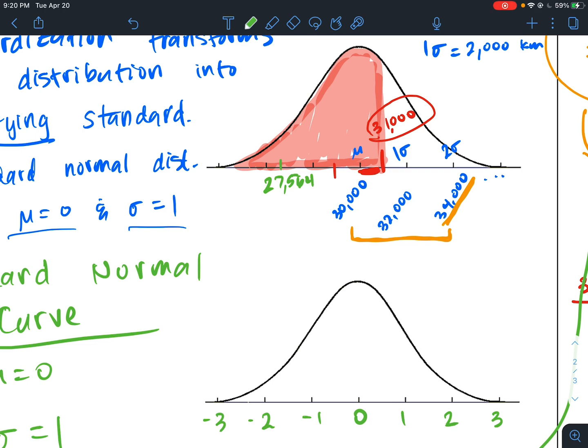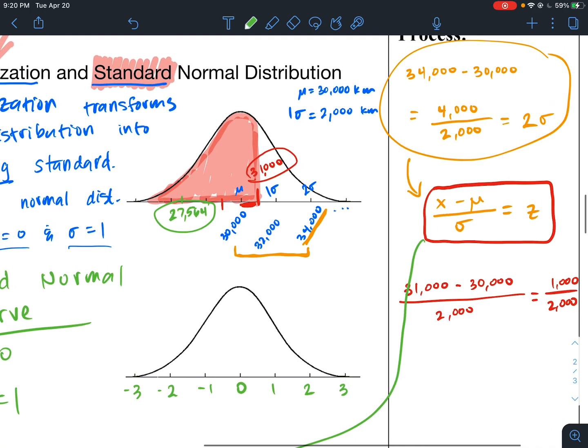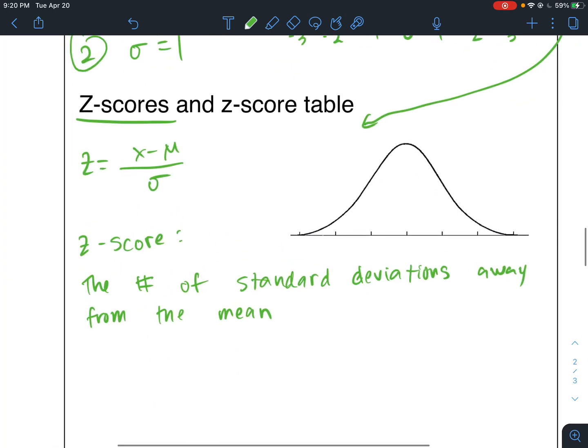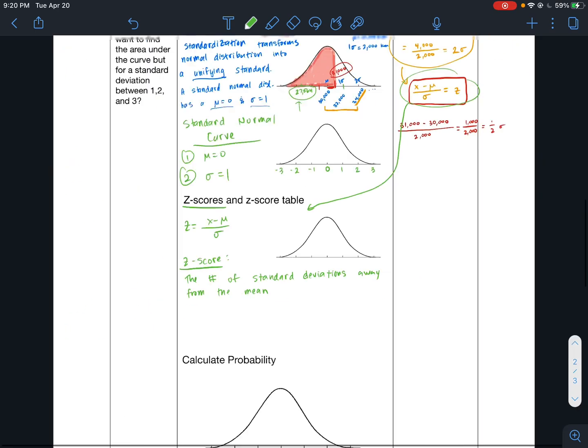Now, you can't tell me how many standard deviations 27,564 is away. We don't know that unless we convert it to a z-score. Now it's easy right here because 32,000 is one standard deviation, but it's hard whenever you have such a specific number like this. But with a z-score, we can find how many standard deviations away from the mean it does lie.